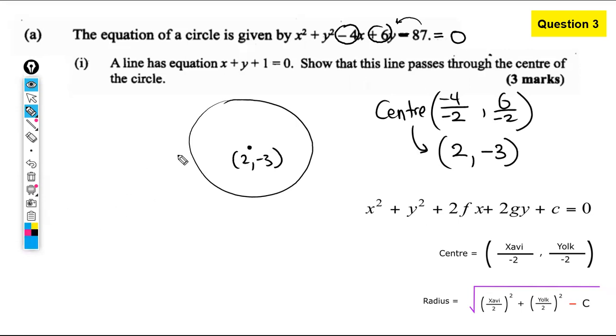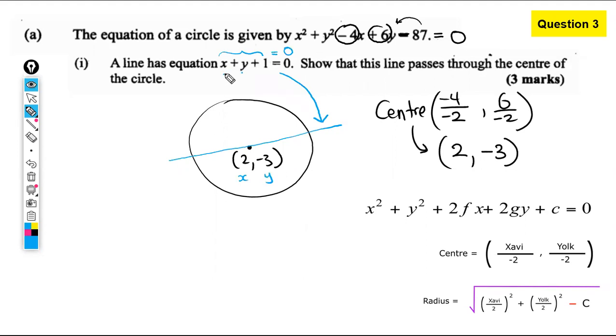And what we're trying to do is prove that this center is on this line, x plus y plus 1. Now, how do you prove a point is on a particular line? All you have to do is substitute in the x and y values. And if one side of the equal sign gives you the same answer as the other side of the equal sign, then that's your proof.